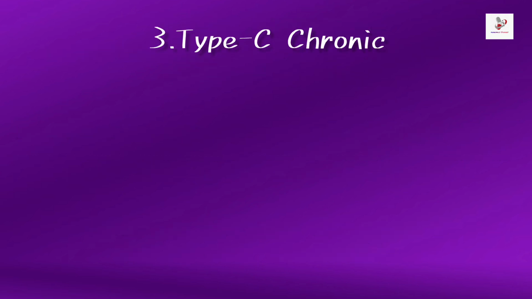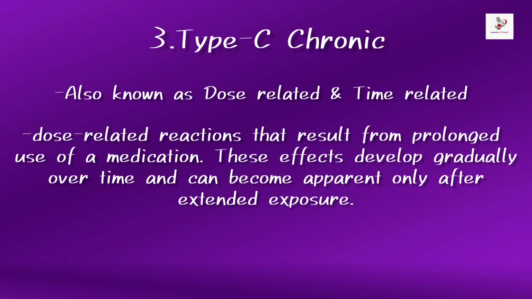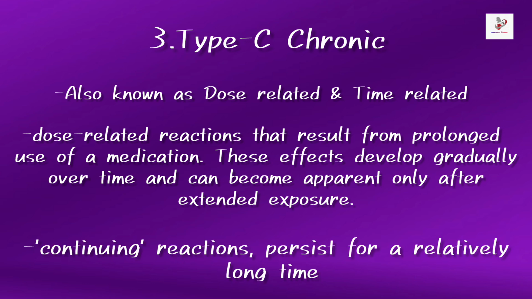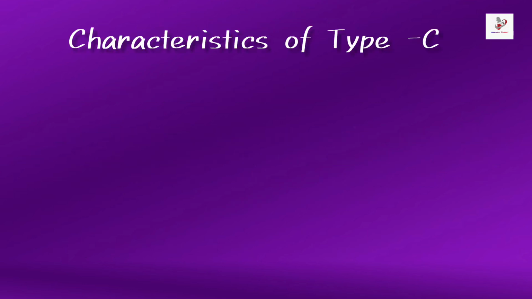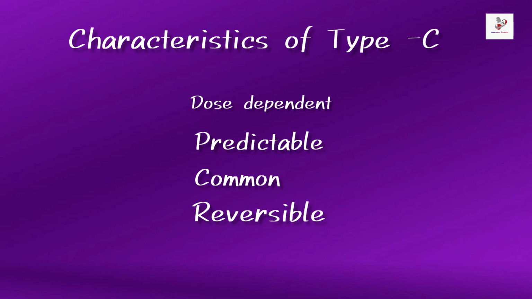Type C. C stands for chronic, and it is also known as time related and dose related. The type C drug reactions are also known as dose related or augmented reactions, and these are adverse reactions that are directly related to the dose of the drug, and they are predictable and typically occur in a larger percentage of patients taking the drug. Characteristics of type C drug reactions. So it is dose dependent, predictable, common, reversible and gradual onset.